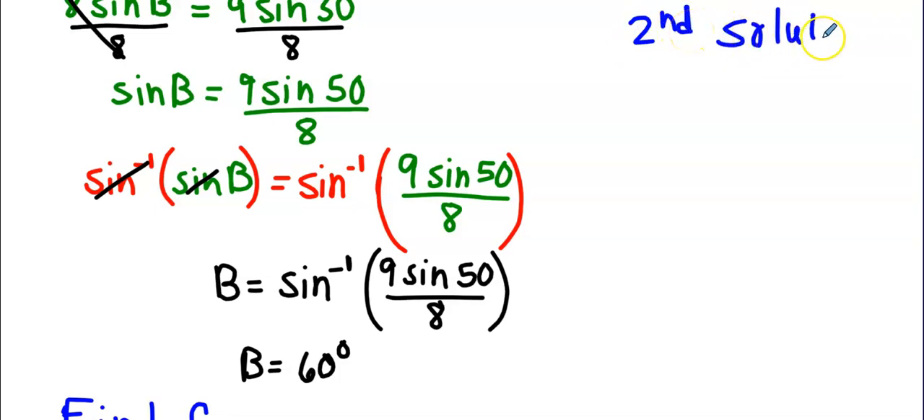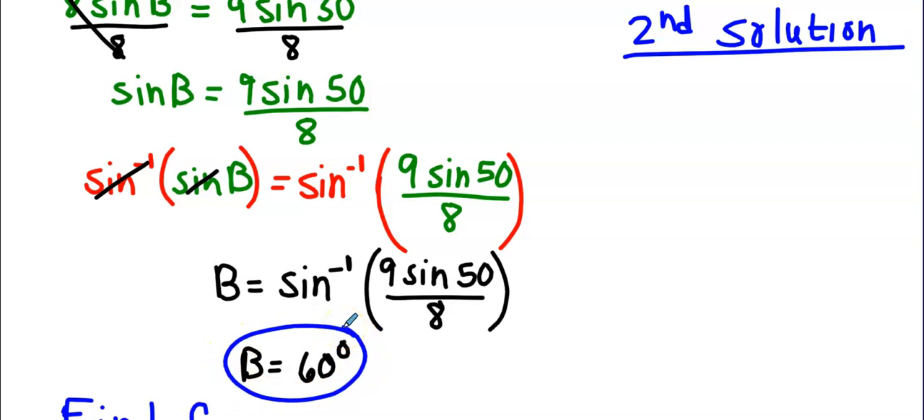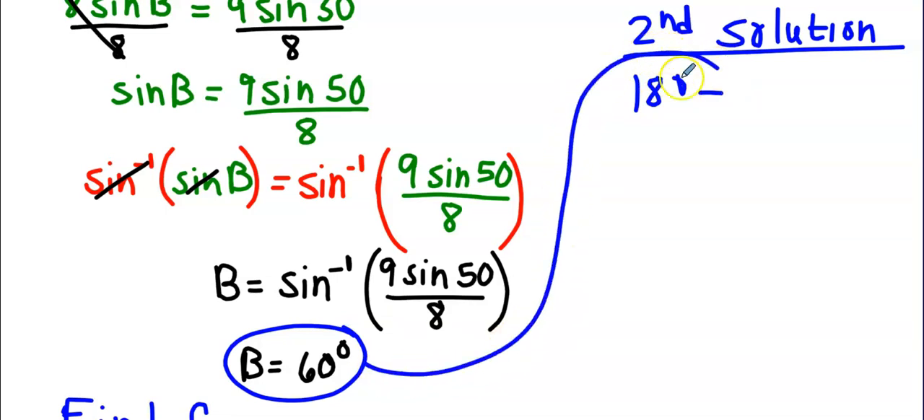Solution, second solution. All right, so our first solution was B was 60. Our second solution said we're going to take this, subtract that from 180 and find our supplement. So we're going to do 180 minus this answer right here. Everybody should see where that number came from, not just some random thing we threw out there. So that gives us 120 degrees.